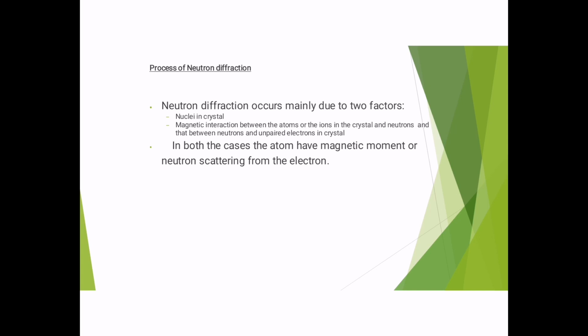The first factor is the nuclei in the crystals, and the second one is the magnetic interaction between the atoms or ions in the crystal and the neutrons, that is present between the neutron and the unpaired electron in the crystal. In both the above mentioned cases, the atom has a magnetic moment or the neutron scatters from the electron.